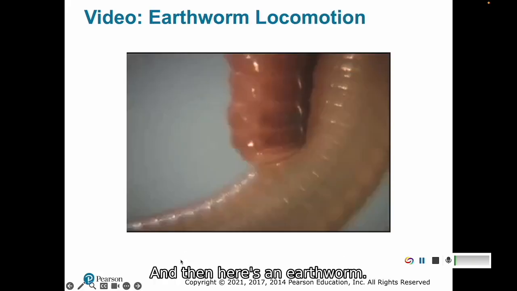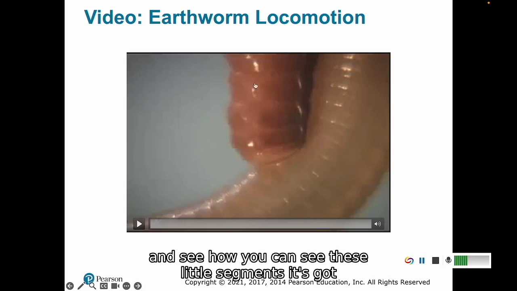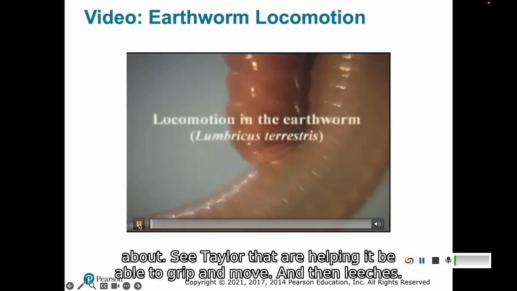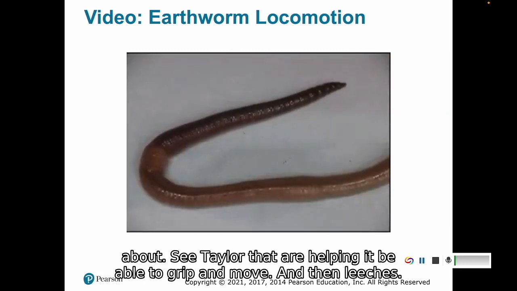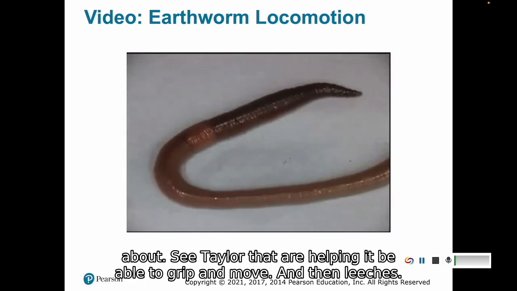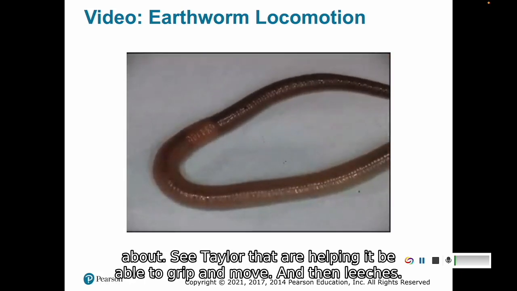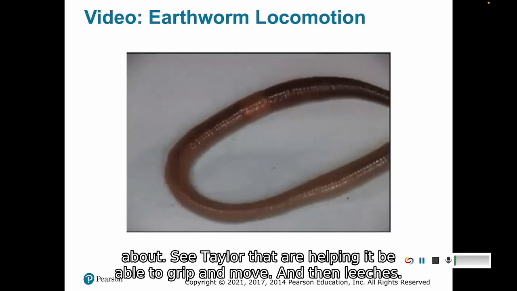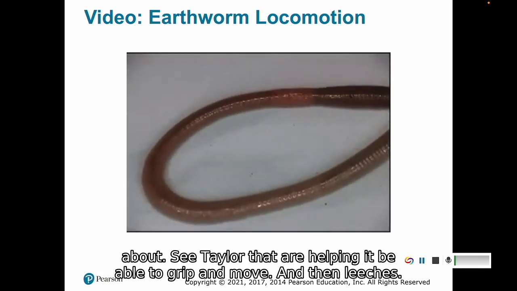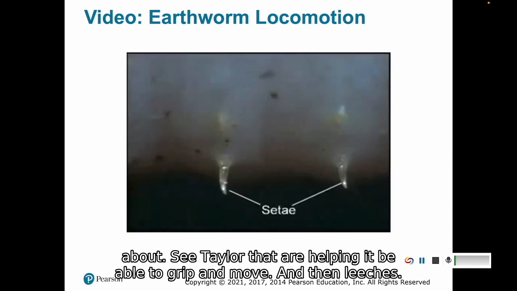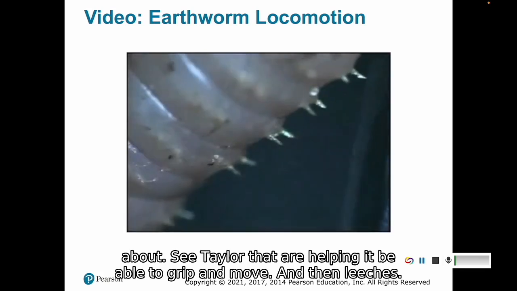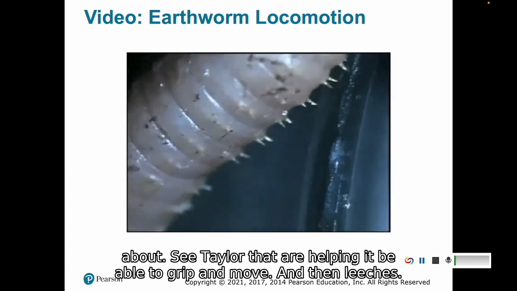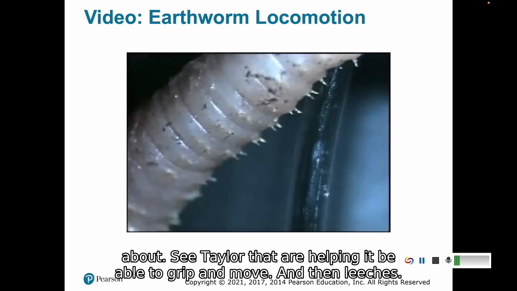Okay. And then here's an earthworm. And see how you can see these little segments it's got that we were talking about? Setae there that are helping it be able to grip and move.